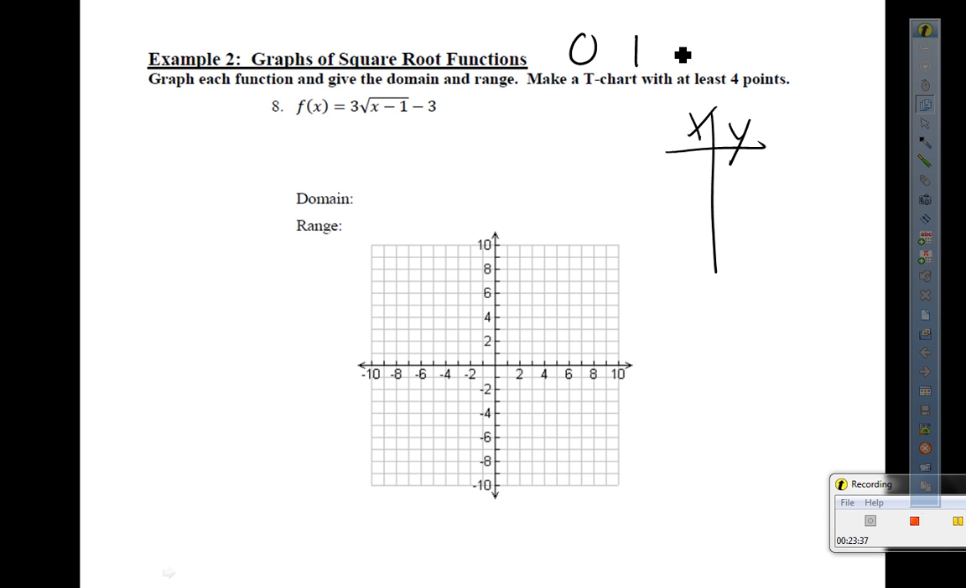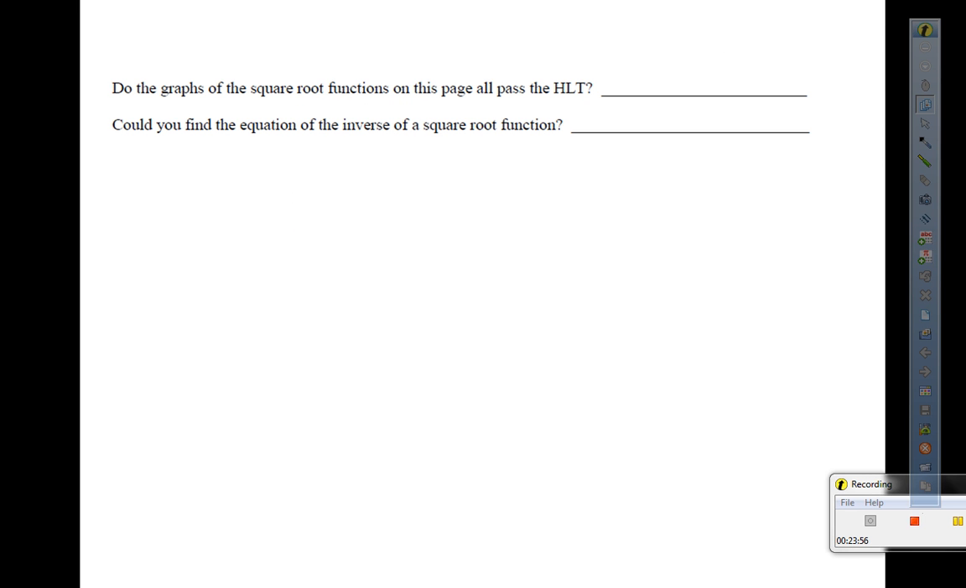To get a 0, 1, 4, 9, you would have used a 1 because 1 minus 1 is 0. You would have used a 2 because 2 minus 1 is 1. You would have used a 5 because 5 minus 1 is 4. And then you would have used a 10 because 10 minus 1 is 9, of course. So here goes.